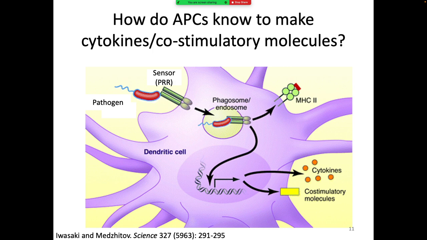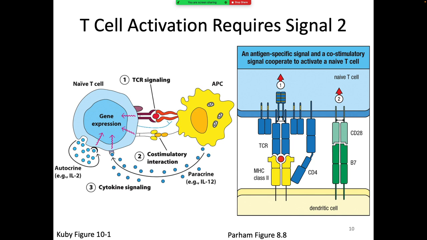So let's think for a second about a situation where a dendritic cell might be presenting a peptide where there isn't a PRR signal. So let's imagine a situation where the dendritic cell is presenting a peptide on its MHC, but does not make B7 because there was no PRR stimulus around.